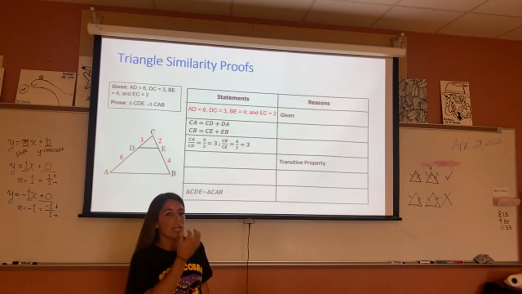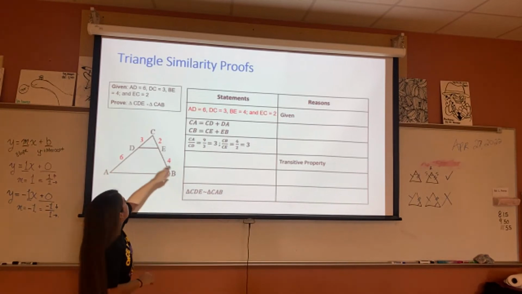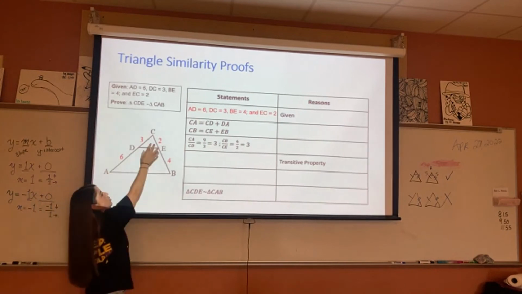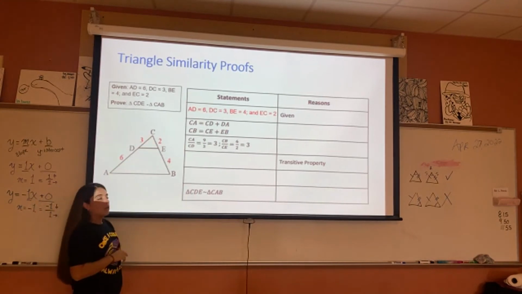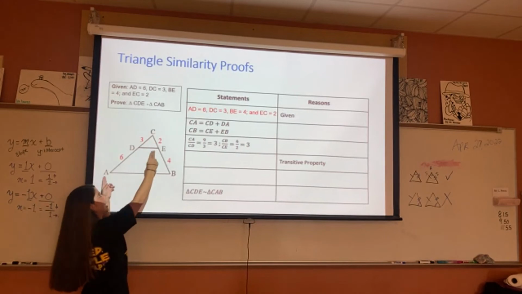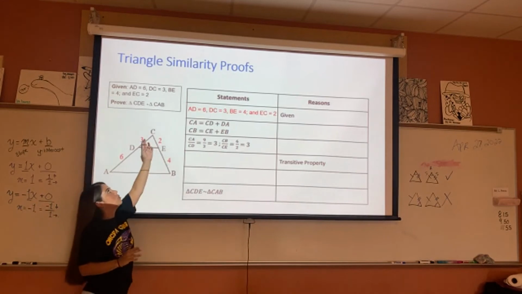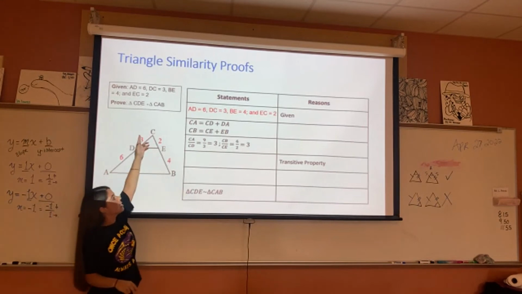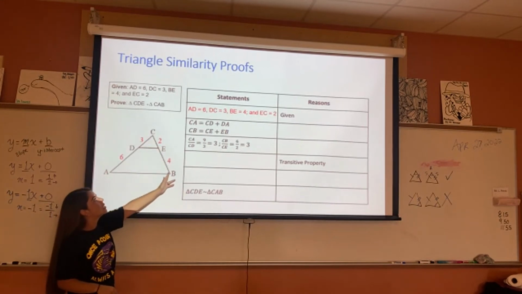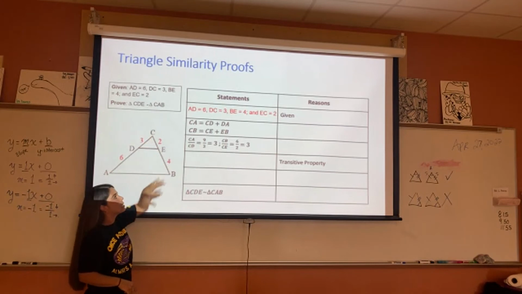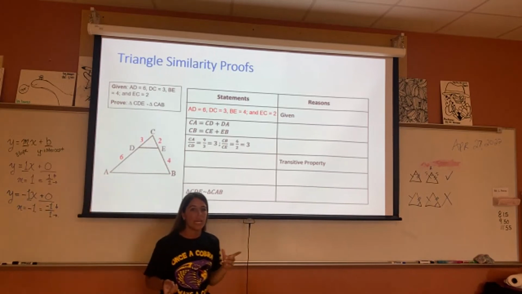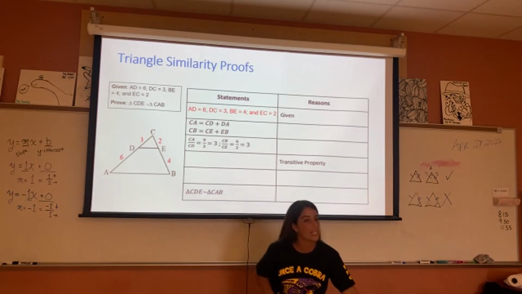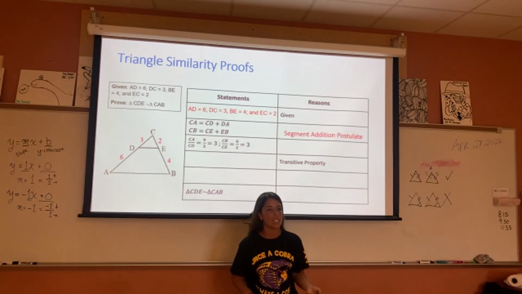Now, the next one here, they're saying that side CA is equal to CD plus DA. Really what they're saying is this entire piece is equal to this piece plus this piece. Same thing on the other side. This entire side CB is equal to CE plus EB. All we're doing there is we're adding two segments together. And that is just that segment addition postulate.